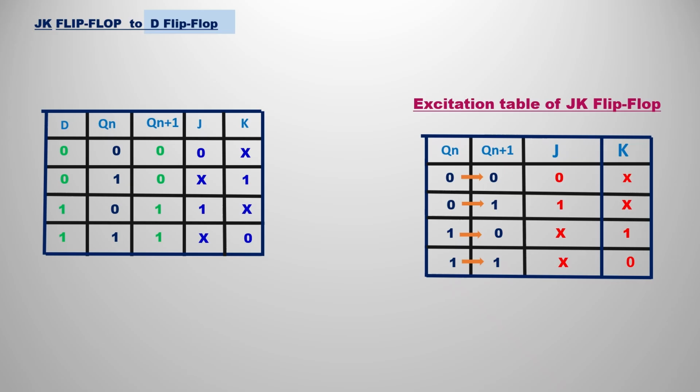In the same way, we are going to fill the whole J and K columns by seeing the excitation table of the JK flip-flop. Now we are going to highlight the J and K columns, the min terms, and we are going to have the K maps and solve that. So let's see how to have the K map.